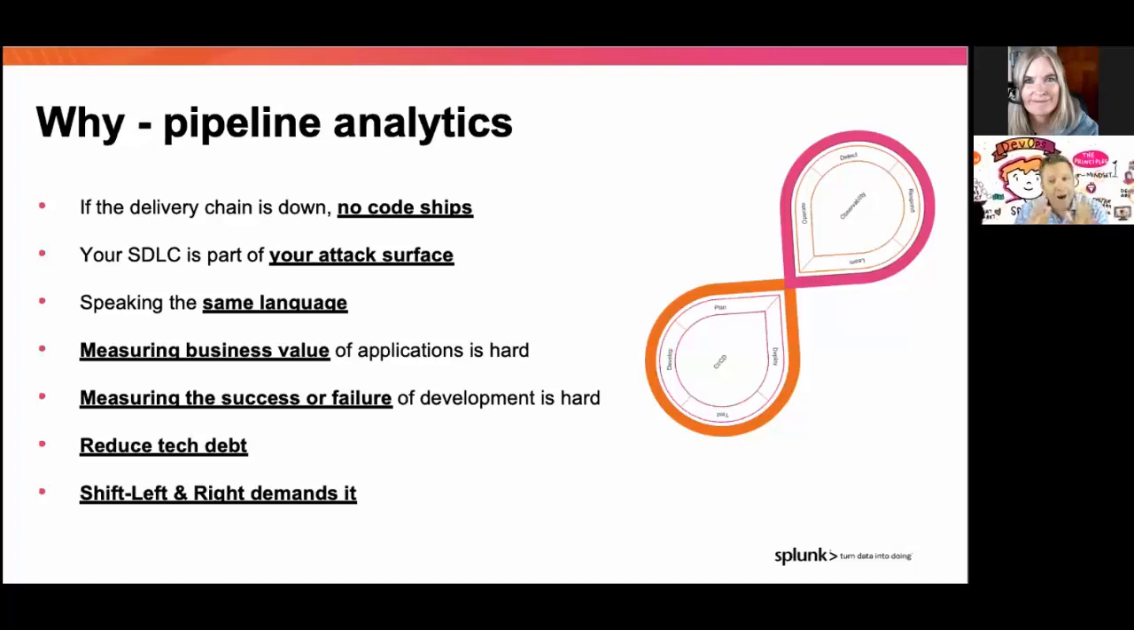Also, we know now, and I don't even have to prove this point anymore because it's been in the news so much, that your delivery chain is a part of your attack surface. So when it comes to security, we talk about the SolarWinds hack. Your software delivery chain is a part of your enterprise's attack surface. There's risk associated with that. People getting access to your repositories, finding out that you're pulling artifacts from a public repo.